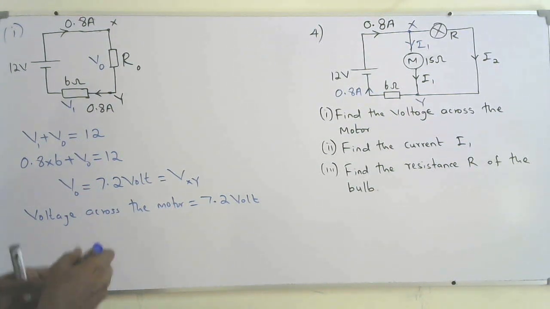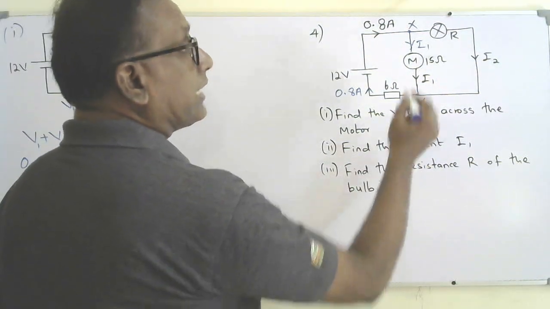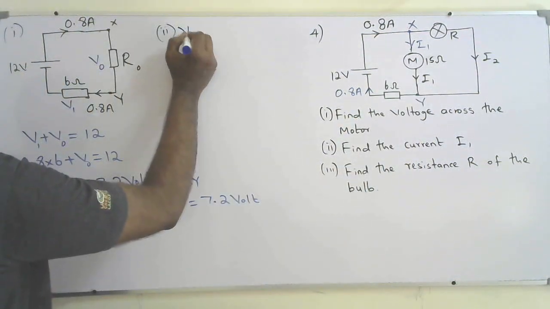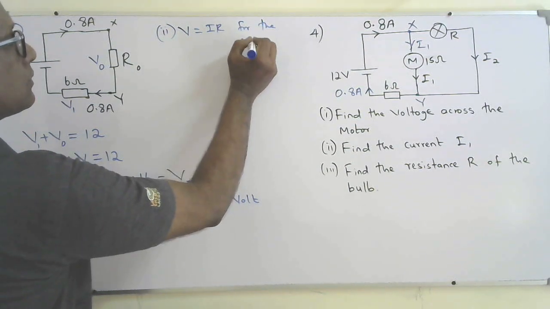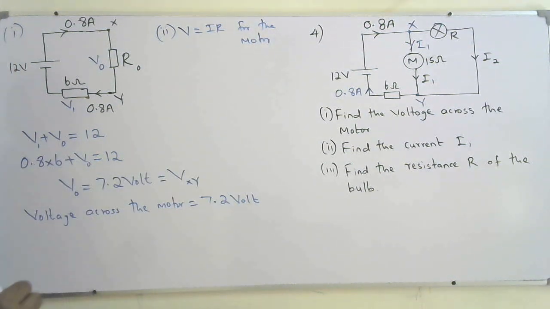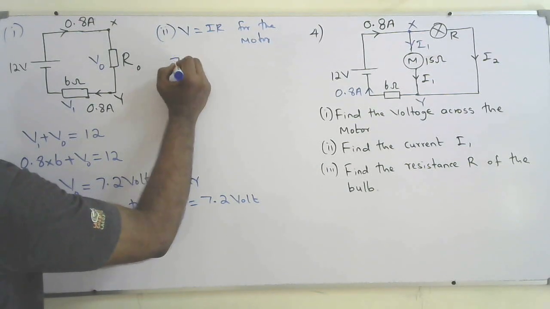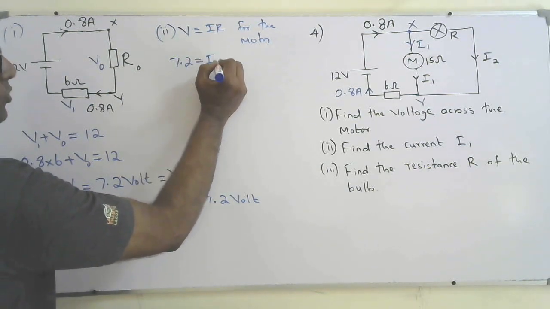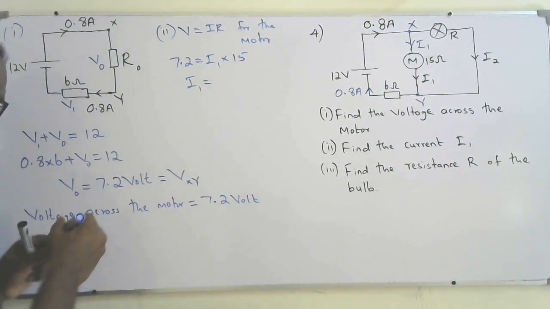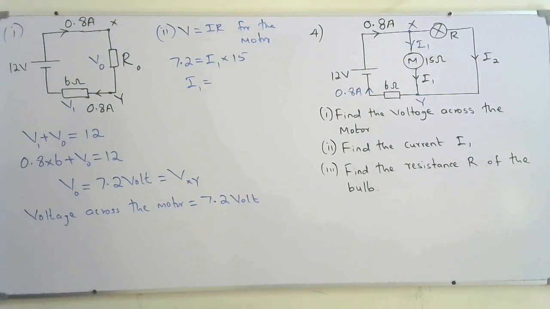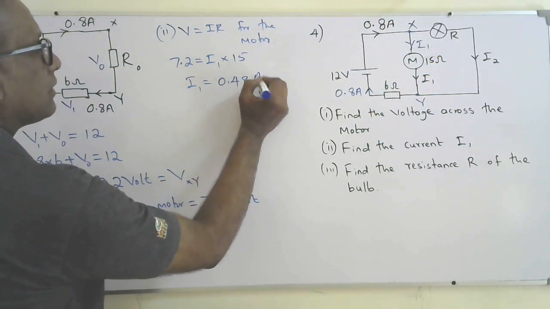Okay, so second part, find the current I1. So that is easy. Now I know the voltage across the motor, so I can use V equal IR for the motor. I know the voltage across the motor, that is 7.2. I need to find the current through the motor I1. Resistance of the motor is 15. So I1, the current through the motor, will be 0.48 amperes.